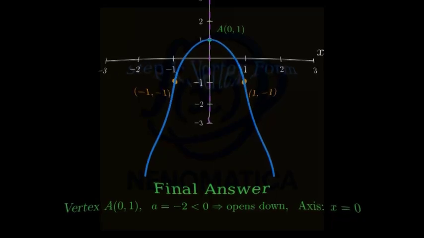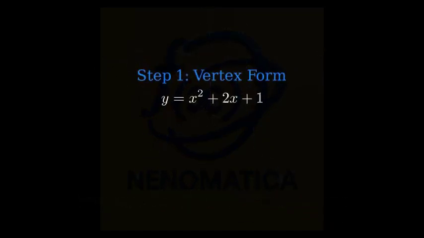In this video, we will graph the parabola y equals x squared plus 2x plus 1. We will use the vertex method, build a short table of values for accuracy, and then sketch the curve. Step 1. Rewrite the quadratic by completing the square. We recognize a perfect square trinomial. x squared plus 2x plus 1 equals the quantity (x plus 1) squared. So y equals (x plus 1) squared plus 0.